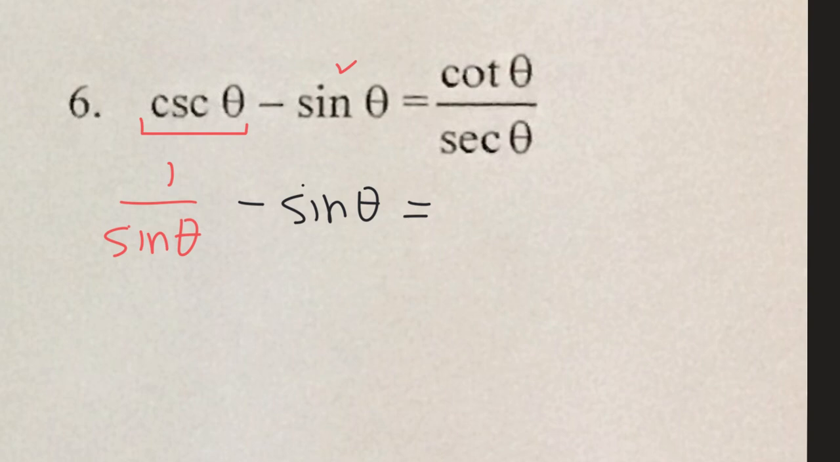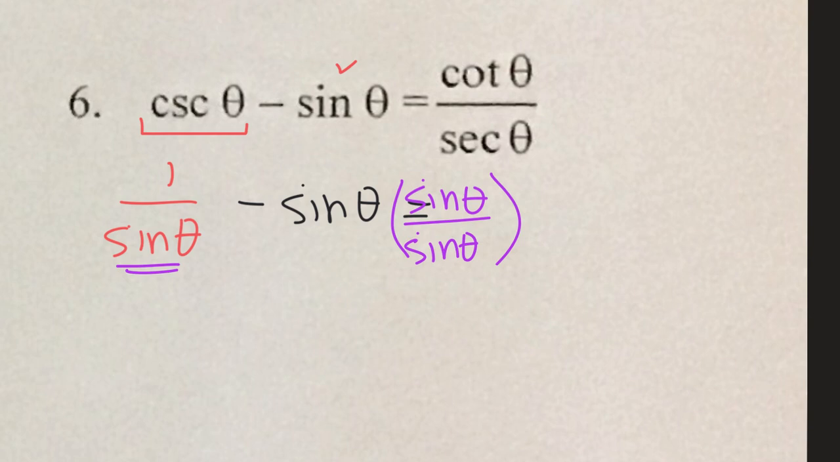Now I'm back to the 5th grade. I have a fraction minus a non-fraction. So what do I have to do to my non-fraction in order to subtract it from a fraction? I have to change it into a fraction with the same denominator as my other fraction. So just like we did in number 5, I have to multiply this by sine over sine. I have to multiply that by sine over sine.